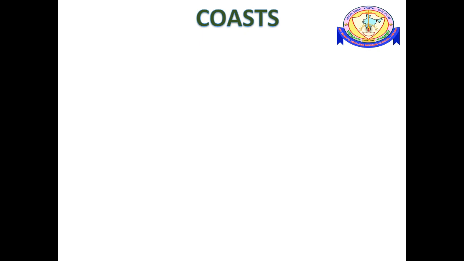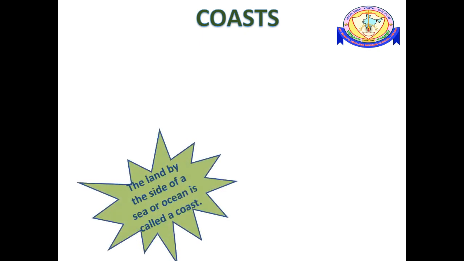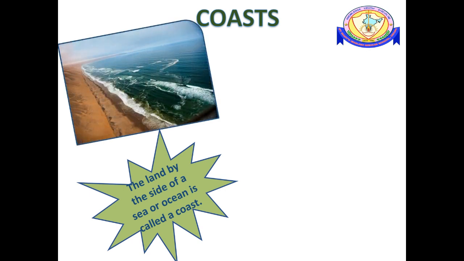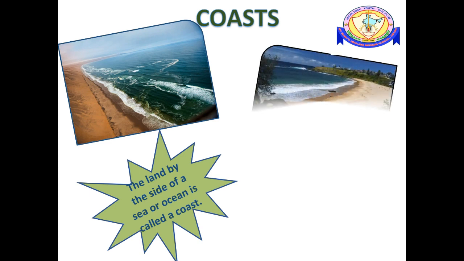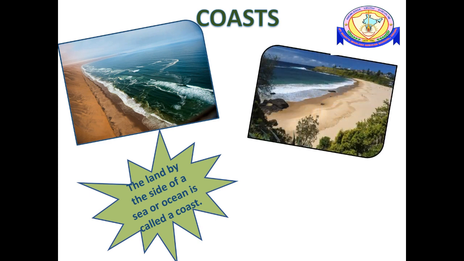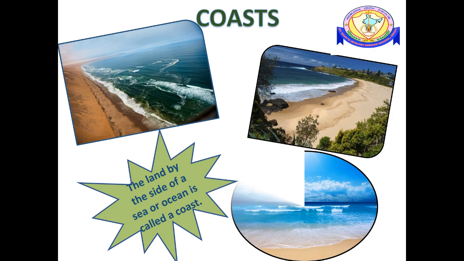Coast. The land by the side of a sea or ocean is called a coast. The place where the sea and land meet is called a coastline. Coasts can be rocky or sandy.